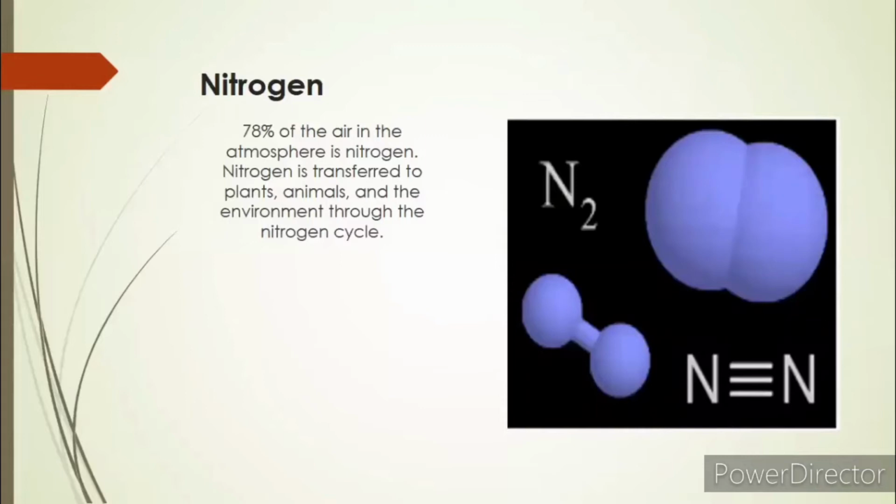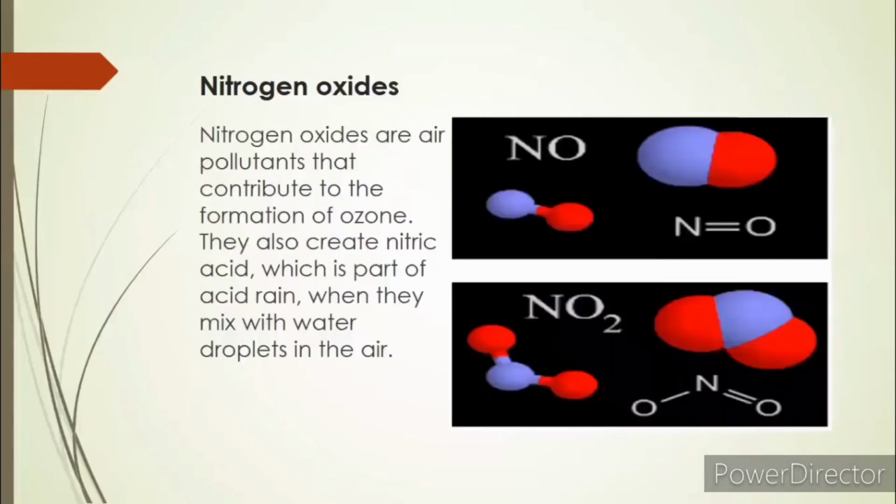Nitrogen. 78% of the air in the atmosphere is nitrogen. Nitrogen is transferred to plants, animals, and the environment through the nitrogen cycle. Nitrogen oxide. Nitrogen oxides are air pollutants that contribute to the formation of ozone. They also create nitric acid, which is part of acid rain when they mix with water droplets in the air.